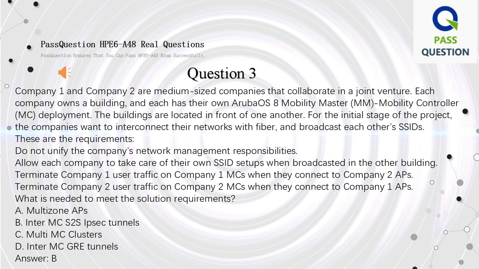A. Multi-zone APs. B. Inter-MC site-to-site IPsec tunnels. C. Multi-MC clusters. D. Inter-MC GRE tunnels. Answer: B.